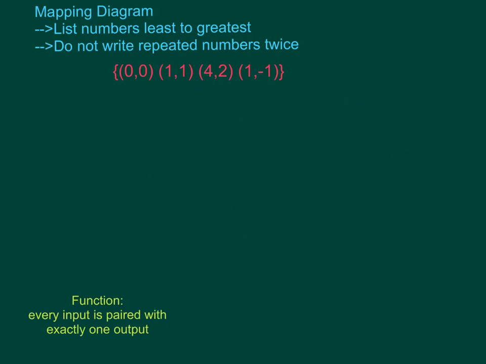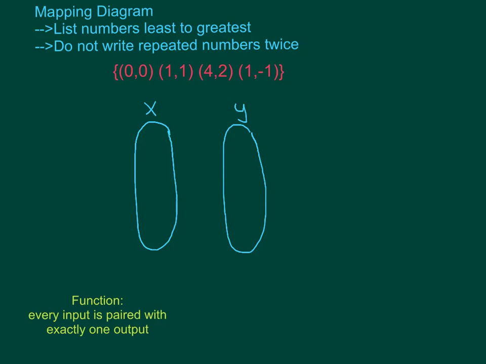Here's our second relation, and we're trying to decide, is it a function based on the definition? So let's make another mapping diagram where we have our two ovals, x and y. Let's list our x values. We have 0, 1, 4, and 1 shows up again, but we don't write it twice. So 0, 1, and 4. And then our y values, we have 0, 1, 2, and -1. We have to list them smallest to largest, and -1 is the smallest. And then 0, 1, 2.